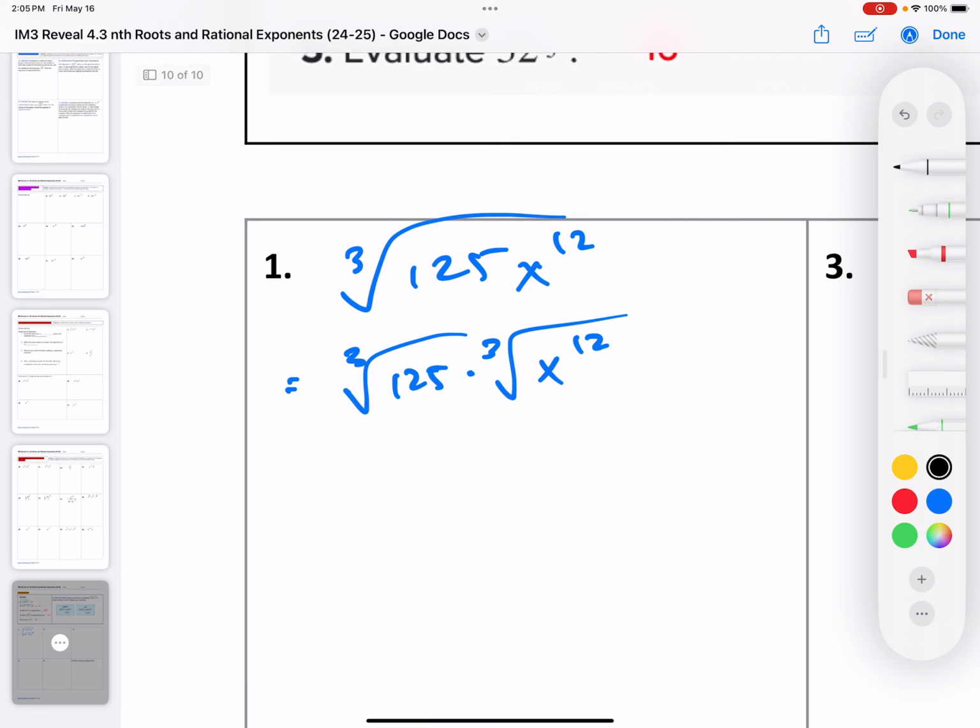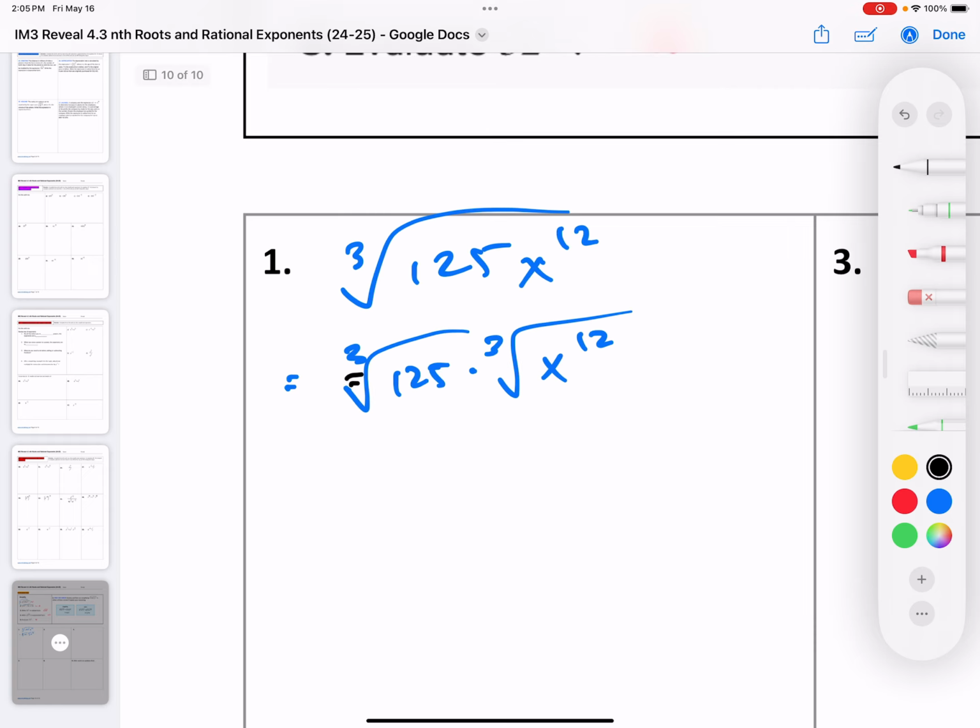Now, you can do this by hand or you can put that in your calculator, right? 3 identical numbers, that's what the index means. Multiplies to be 125. Well, that's 25 times 5, and that'll be 5, 5, and 5. So you have 3 of them, the 5 can come out. Okay, 5 is your answer.